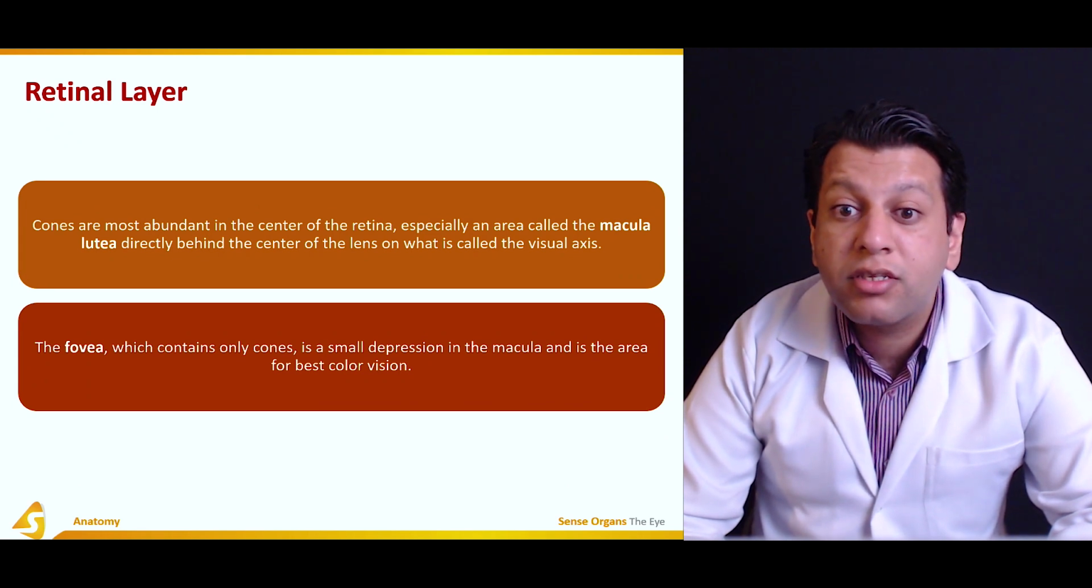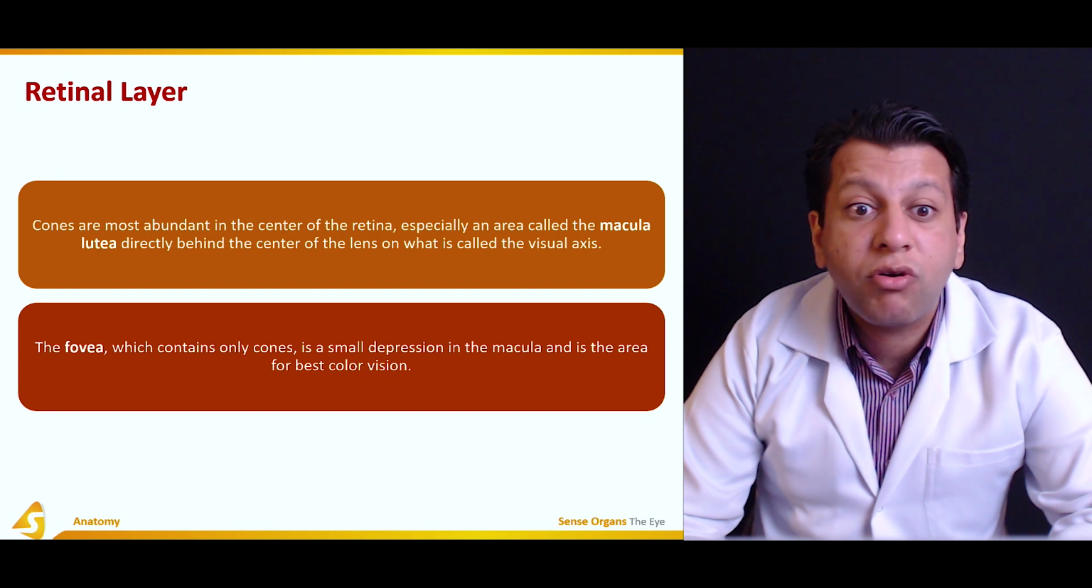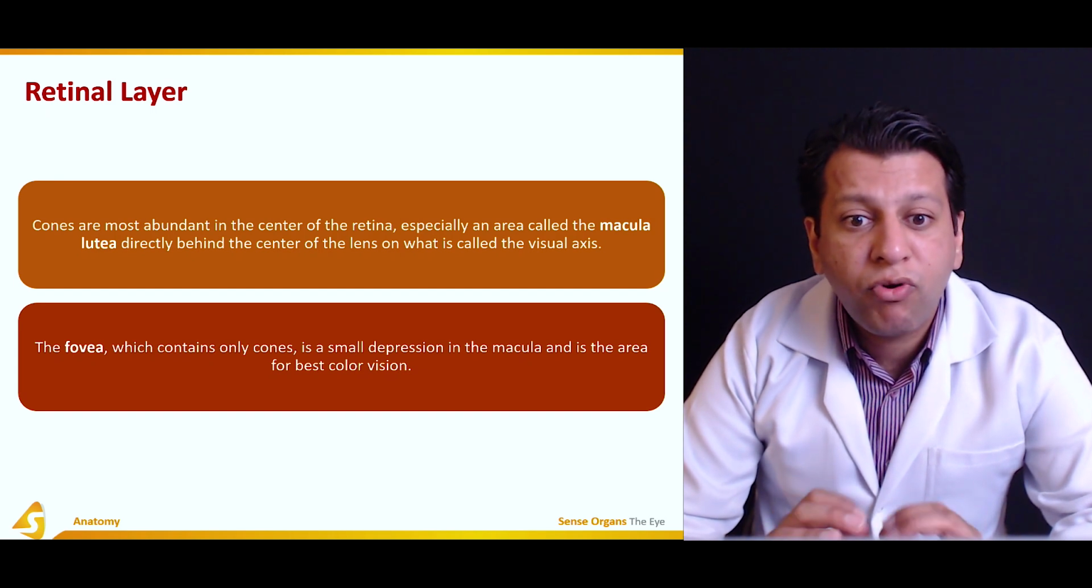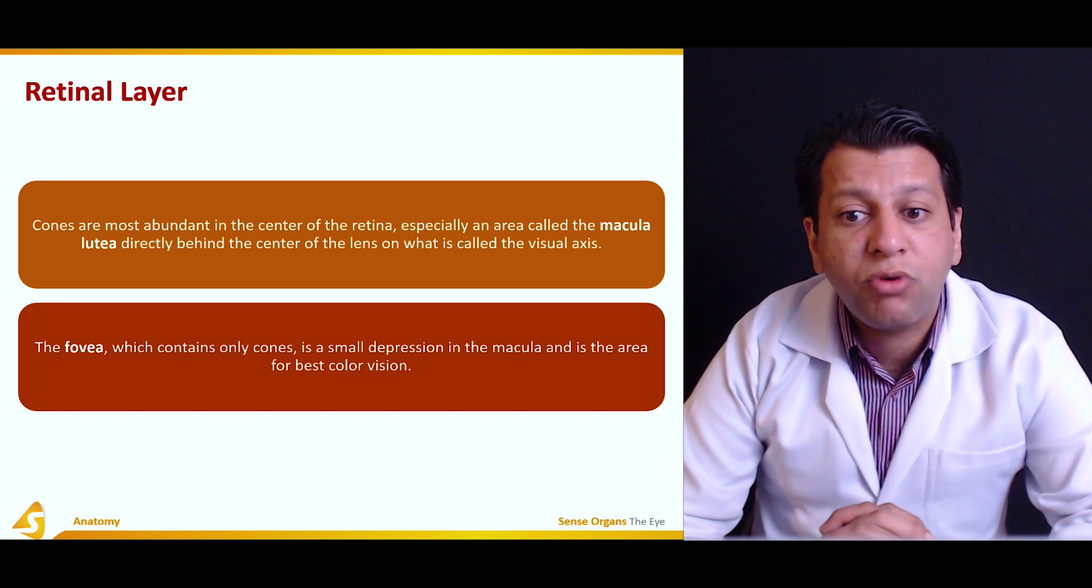They are most abundant in the center of the retina, especially in the area called the macula lutea, directly behind the center of the lens, which is called the visual axis. There is a pit called the fovea, which contains only cones, a small depression in the macula, the area for the best color vision.